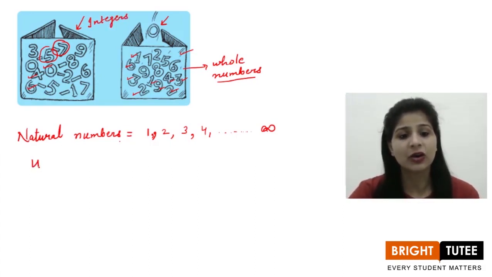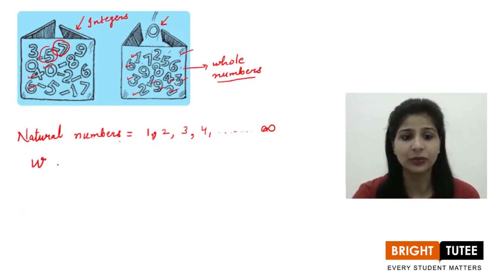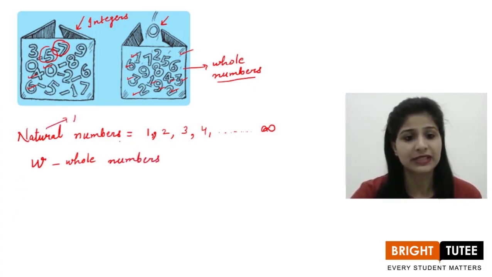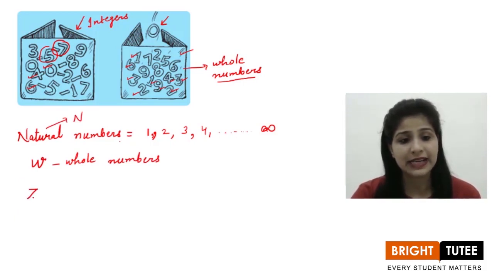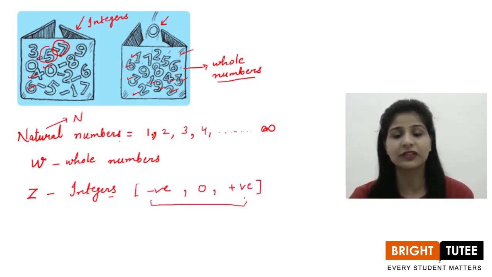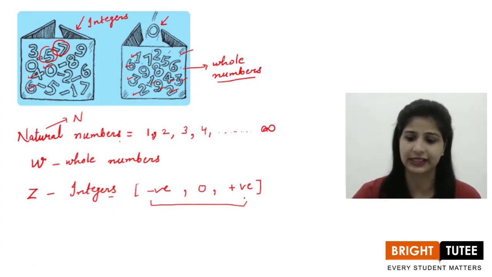So basically the whole numbers are denoted by capital W, and the natural numbers are represented by capital N, and capital Z represents the set of integers. Integers means the negative numbers, 0 and positive numbers. This collection of numbers forms the set of integers. This we have already done in our grade 6.